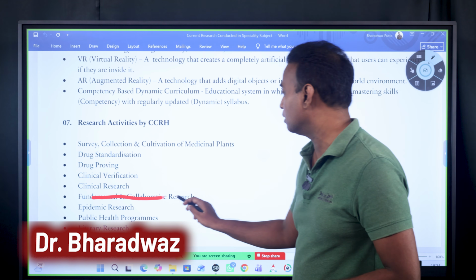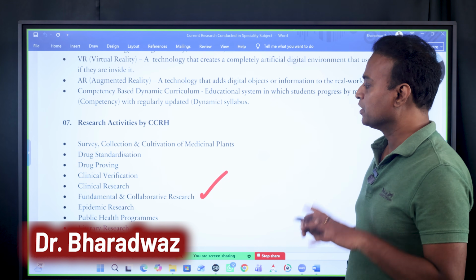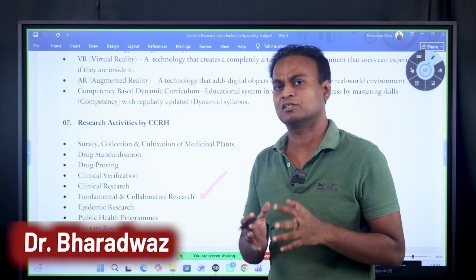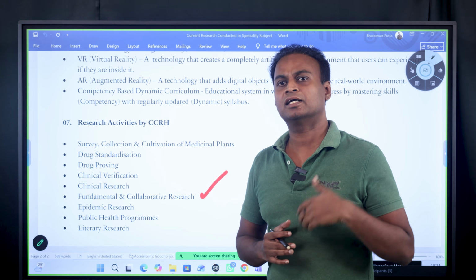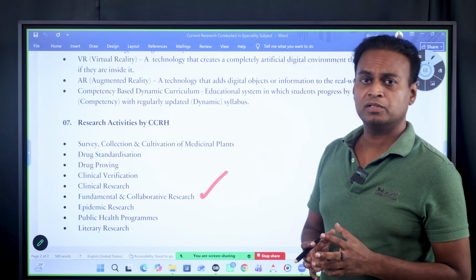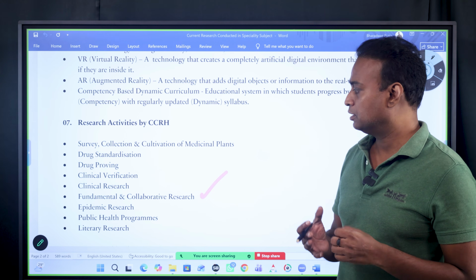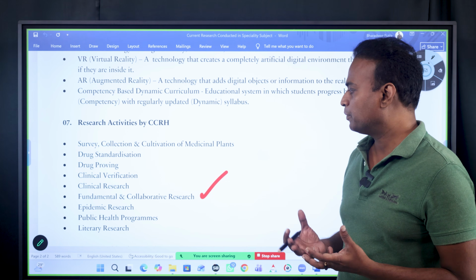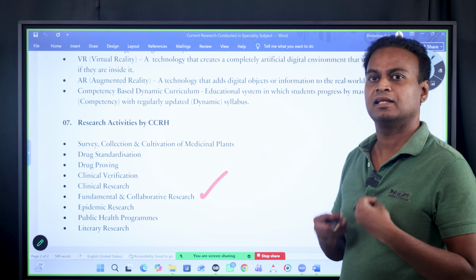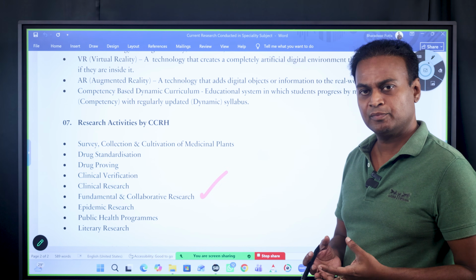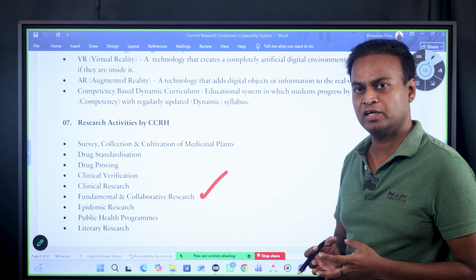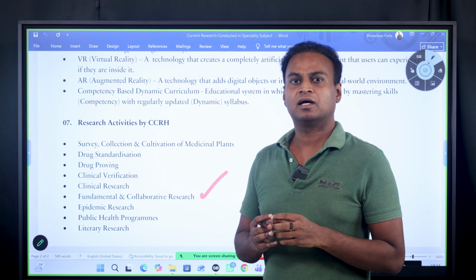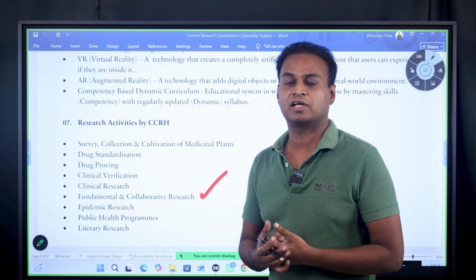Next one is fundamental or collaborative research. This is very important. CCRH has collaborated with world-famous research institutions both in India and abroad. The best example would be IIT Mumbai. In IIT Mumbai, they are conducting a lot of research on fundamental topics of homeopathy like nanoparticles: pharmacodynamics of nanoparticles, pharmacokinetics of nanoparticles, standardization of nanoparticles, and various theories of nanoparticles.